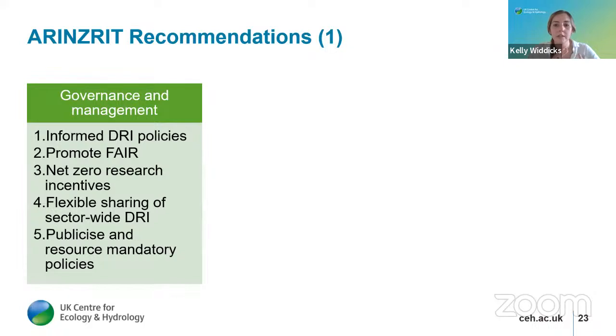So in ARINSRIT, we developed three sets of recommendations for a variety of groups involved in the provision, use and disposal of DRI. The first, we had five around the governance and management of digital research infrastructure. And these involved, for example, creating new policies on digital research infrastructure to be established from transparent evidence of DRI's environmental impacts. And these need to be informed by consistent and full life cycle assessments. So thinking about those full life cycle assessments that I talked about right at the beginning. We also had recommendations around promoting fair and net zero research incentives, such as creating statements in funding applications on sustainability, which again linked to some of the discussions earlier today.